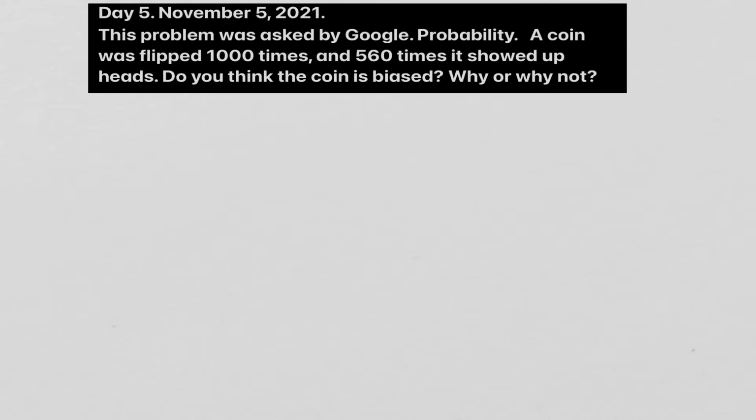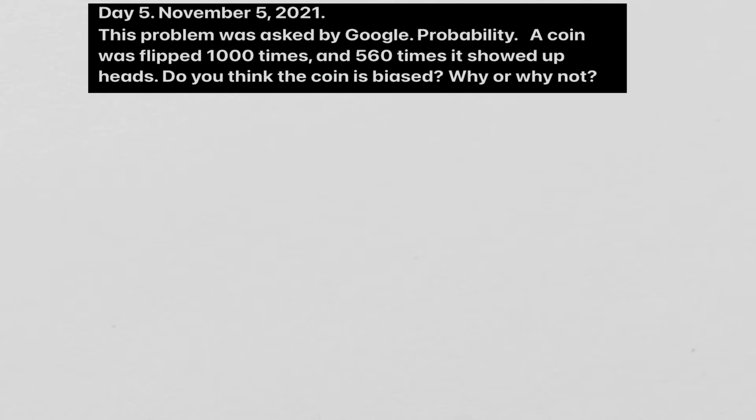Okay, this is another probability question, and this problem is asked by Google. A coin was flipped 1,000 times, and 560 times it showed up heads. Do you think the coin is biased, or why not?